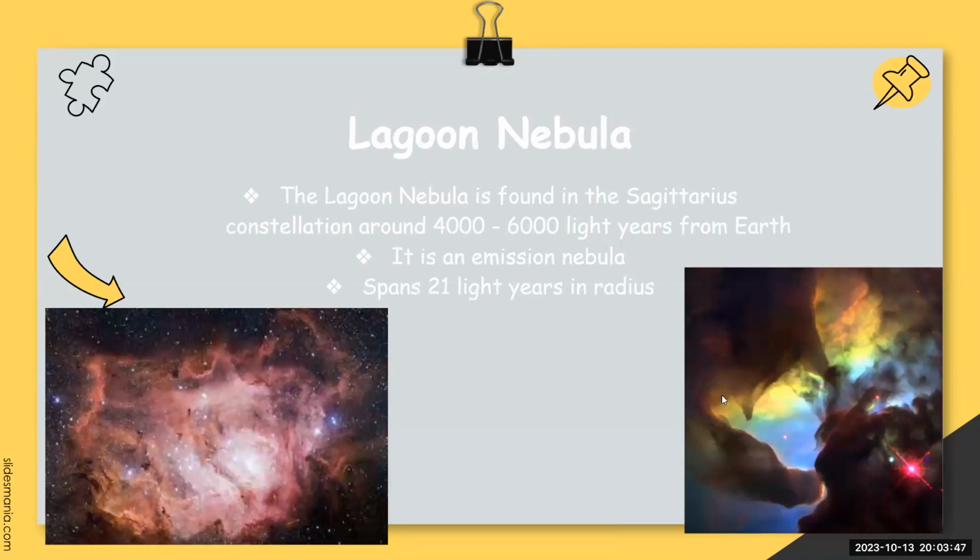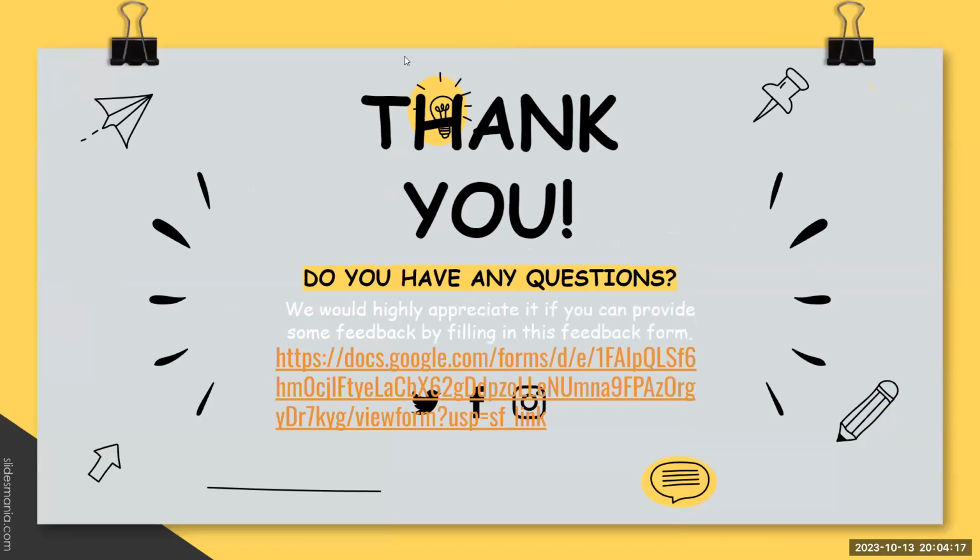Okay. Now we got the Lagoon Nebula. It's also found in the Sagittarius constellation, about 4,000 to 6,000 light years from Earth. It's an emission nebula again, and it spans 21 light years in radius. And you can check out the pictures. There's actually a lot more pictures of all of these nebula. I just tried to find the most interesting looking ones. And yeah, that's about it for astronomy today.